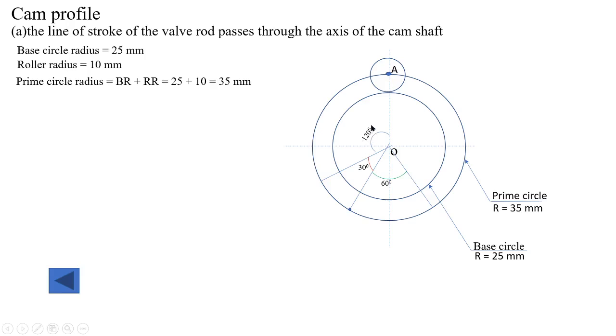Now you divide the outstroke and return stroke into 6 equal parts.